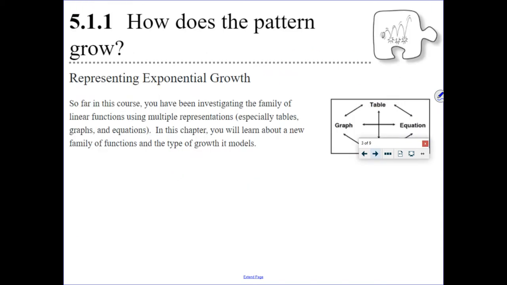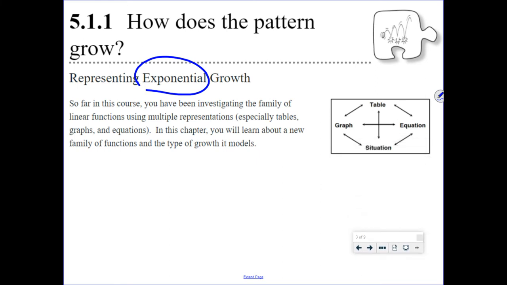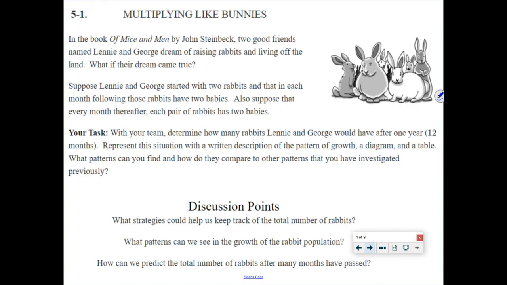How does a pattern grow today? Representing, look at that, exponential growth. And you know what the graph is going to look like because you just did it. Okay. So far in this course, you have been investigating the family of linear functions using multiple representations, especially tables, graphs, and equations. In this chapter, you will learn about a new family of functions and the type of growth it models. So we're going to get comfortable with all 4 of these steps for exponential. Okay, cool. So let's get going.